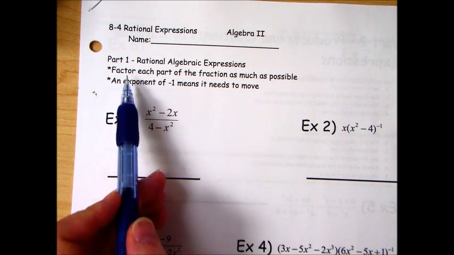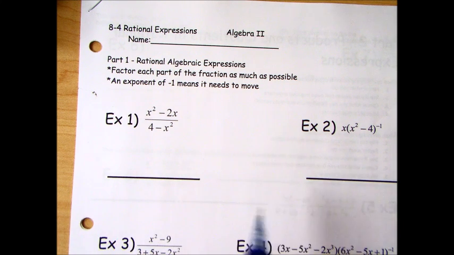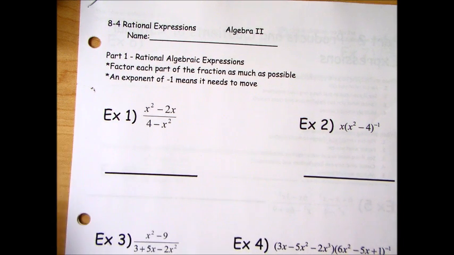Your steps are: factor each part as much as possible, and if you have a negative exponent, make sure that you move it. If it's on the top, move it to the bottom. If it's on the bottom, move it to the top.